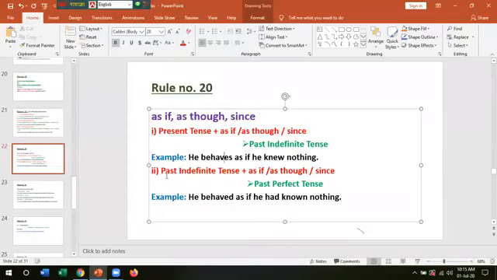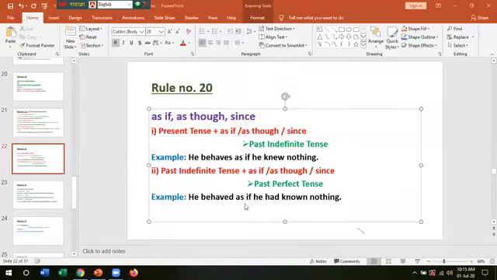Then the second rule, past indefinite tense plus as if, as though or since, then it becomes past perfect tense. The difference is here it was present tense, but in number 2 there is past indefinite tense. As though, since or as if, their position is the same, and the later part has also become changed. In the previous rule there was past indefinite tense, but in rule number 2 it has become past perfect tense.